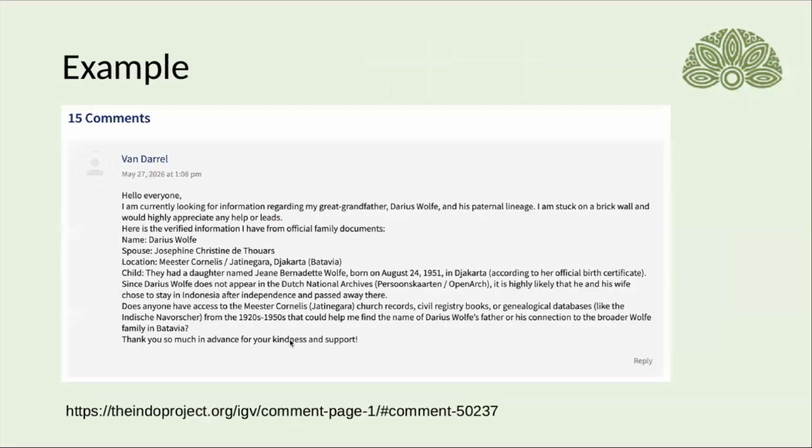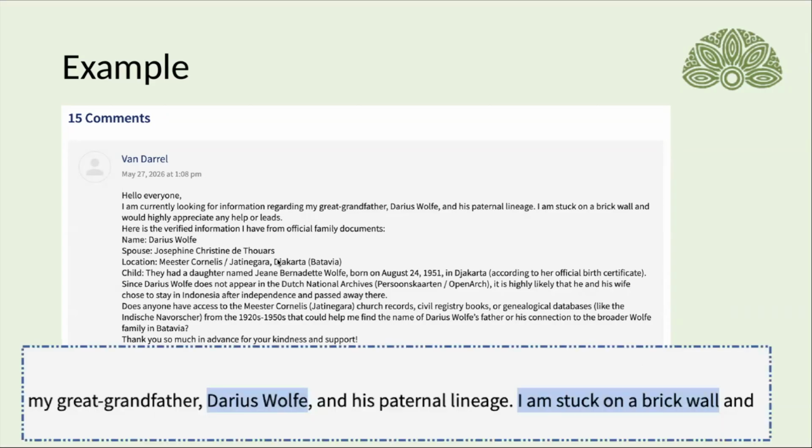One example comes from the Indo Project. There was a web page where the IGV was introduced, and there was one comment from a person named Van Darrell, and he says, hello everyone, I'm currently looking for information regarding my great grandfather Darius Wolf and his paternal lineage. I'm stuck on a brick wall and would highly appreciate any help or leads. Name Darius Wolf, spouse Josephine Christina Dutour.